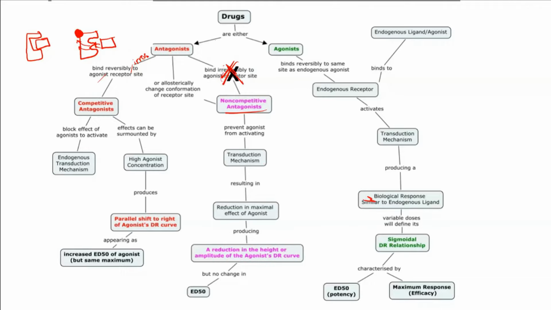So any questions on antagonists? And of course, we'll cover this again. The next couple slides will be a little bit more detail on different types and examples. But any questions for right now on antagonists?